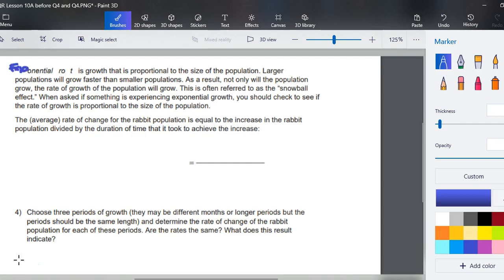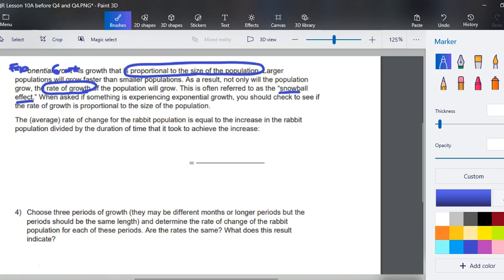this says that exponential growth is a growth that is proportional to the size of the population. Larger populations are going to grow faster than smaller populations, and as a result, not only will the population grow, the rate of that growth of the population is going to grow. This is often referred to as the snowball effect.